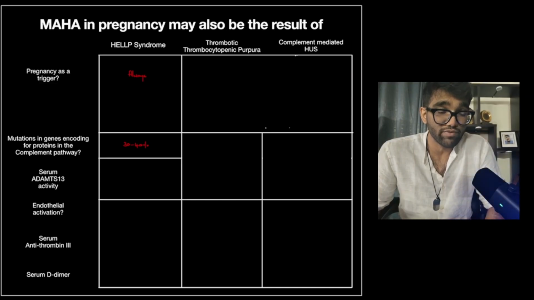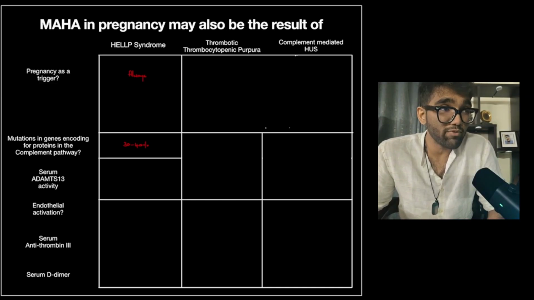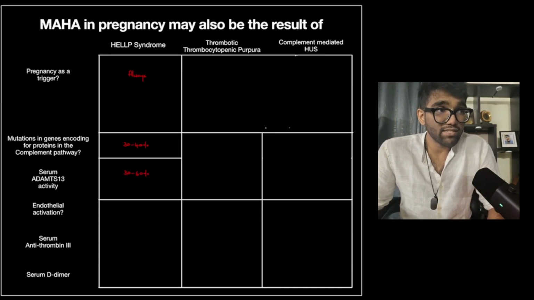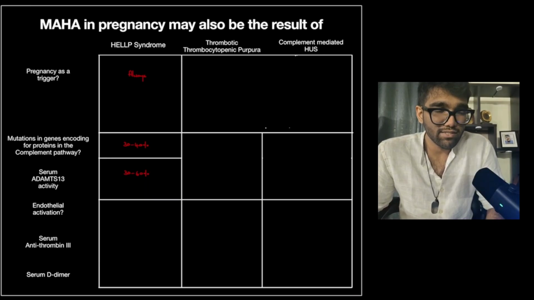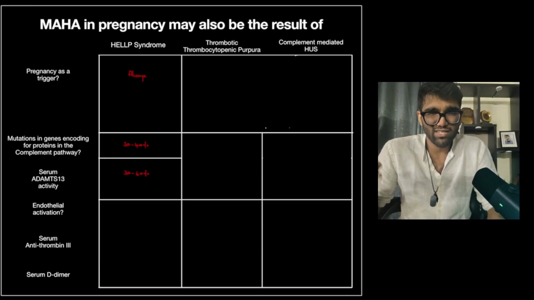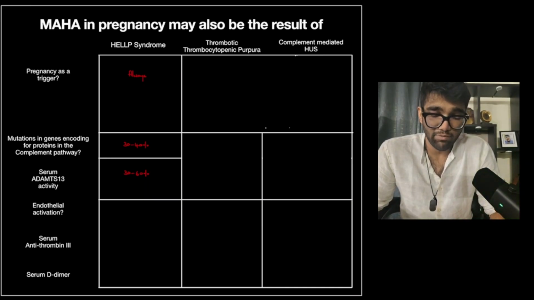Second thing is, in HELP syndrome cases you incidentally find complement pathway mutations in 30 to 40% of cases. So just the presence of a complement factor pathway mutation does not mean that the patient does not have HELP. Similarly, ADAMTS13 levels are usually slightly decreased in HELP syndrome, but as we've discussed, to diagnose TTP, it is usually less than 10%.